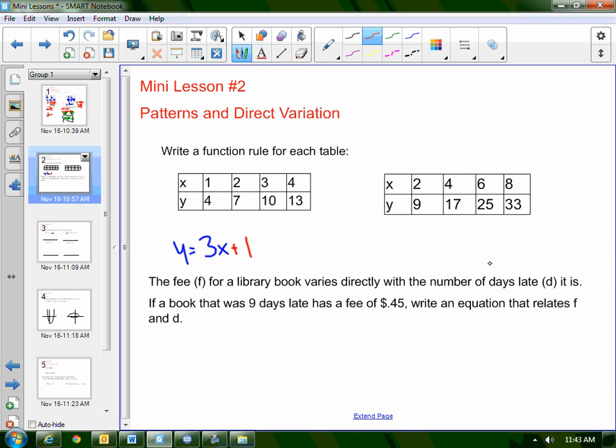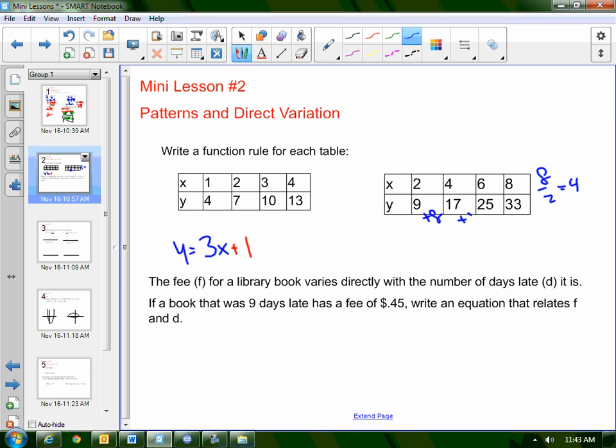Sorry about the bell. Let's try another one. 9 to 17 is adding 8. But here we're not counting by ones, we're counting by twos. So the rise is 8, but we're going over 2. So 8 over 2, I think the slope is going to be 4, but let's check to see if it's always 8 over 2.